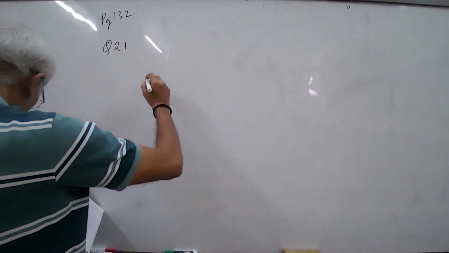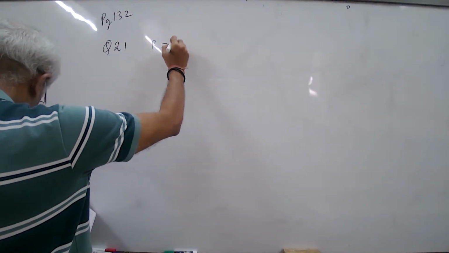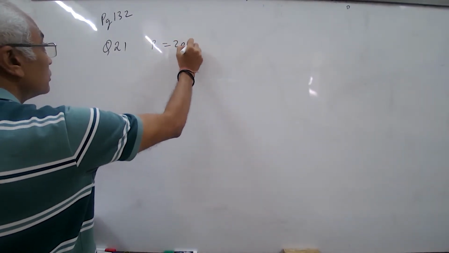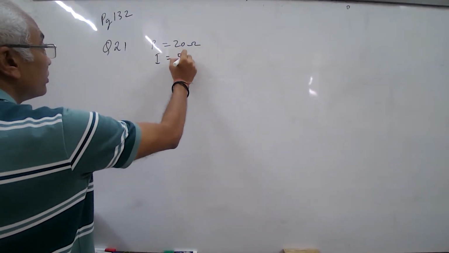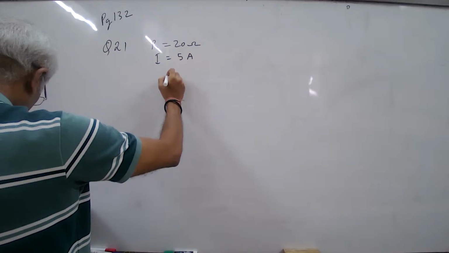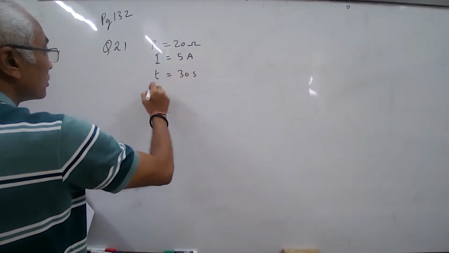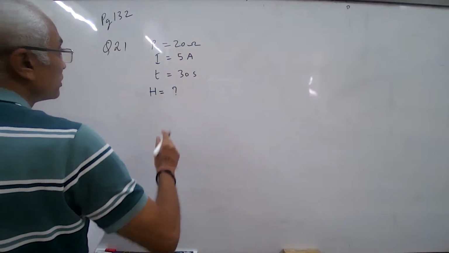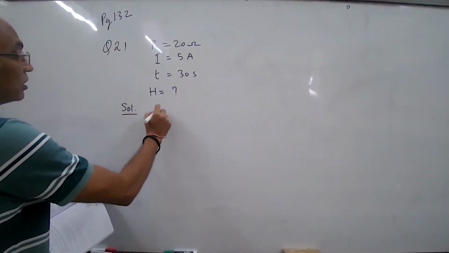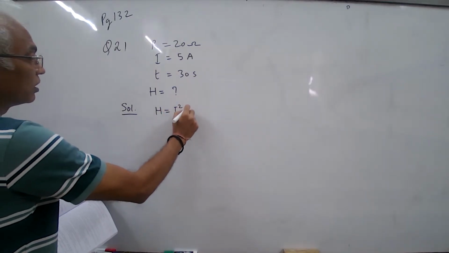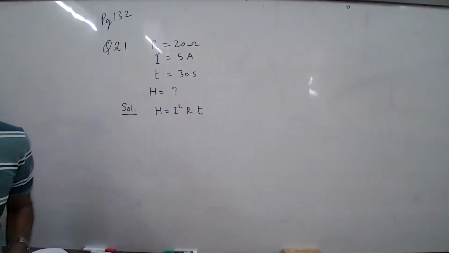So what is given? We have an electric iron of resistance 20 ohm and current of 5 ampere. Calculate the heat developed in 30 seconds. How to find this? So straightforward. H is equal to I square RT. This is a straightforward calculation.